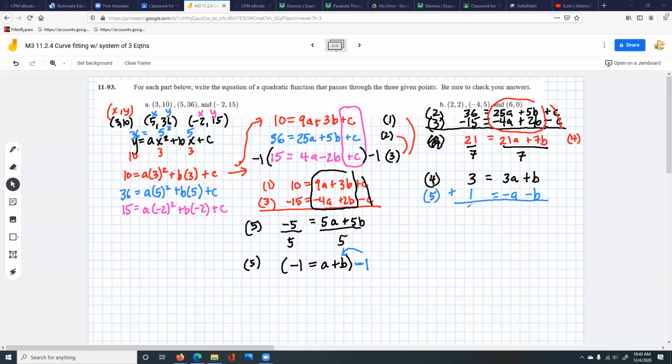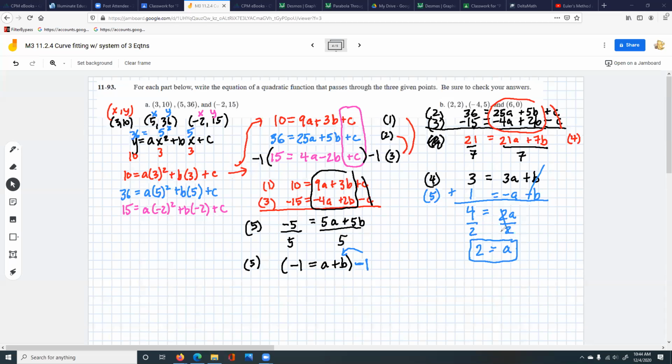So add these together. 4 equals 3a minus 2a is 2a, and the b's cancel. Divide by 2. So a is going to equal 2. Let me double check the work, make sure everything's correct there. Yes, we're good. Okay, a is 2.